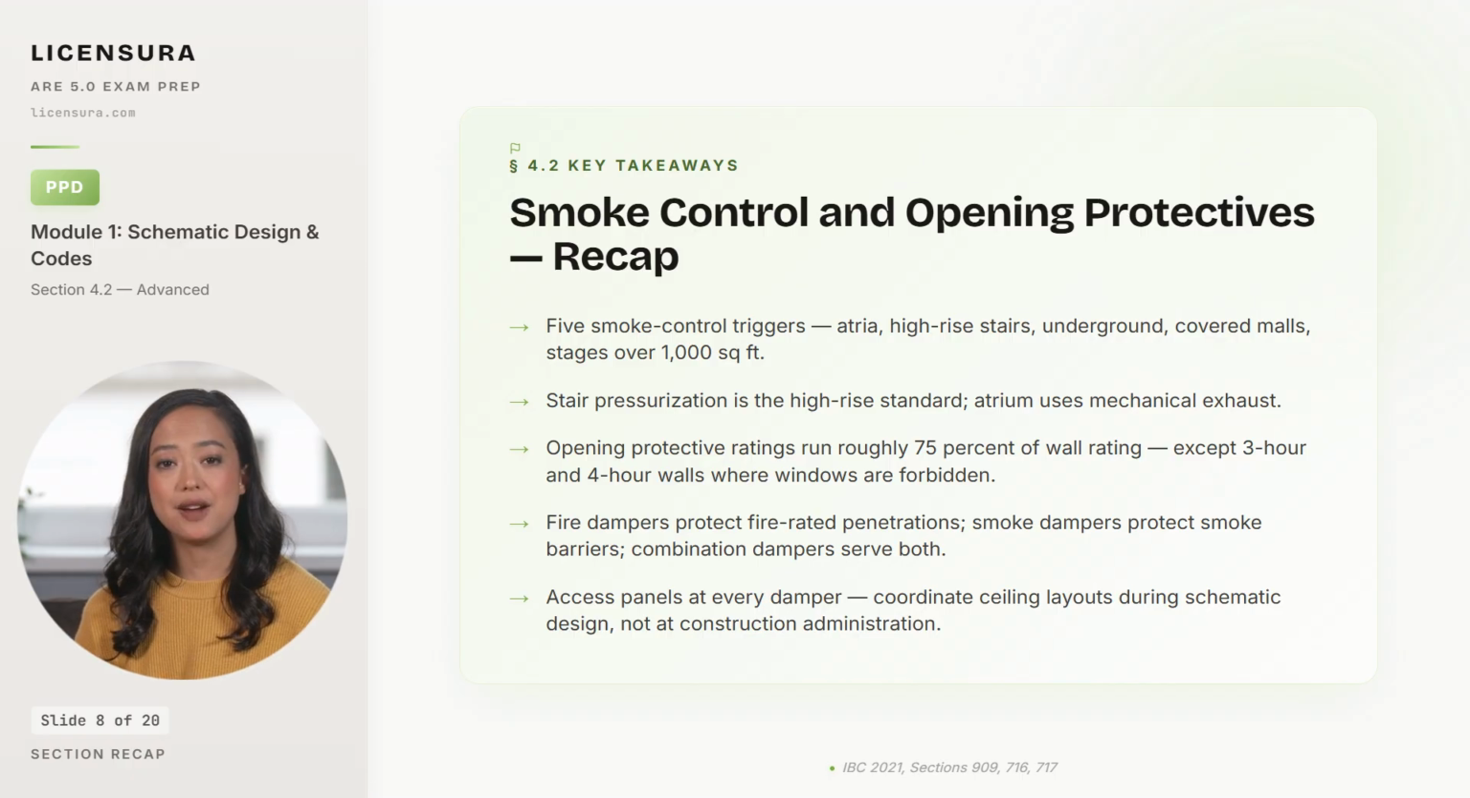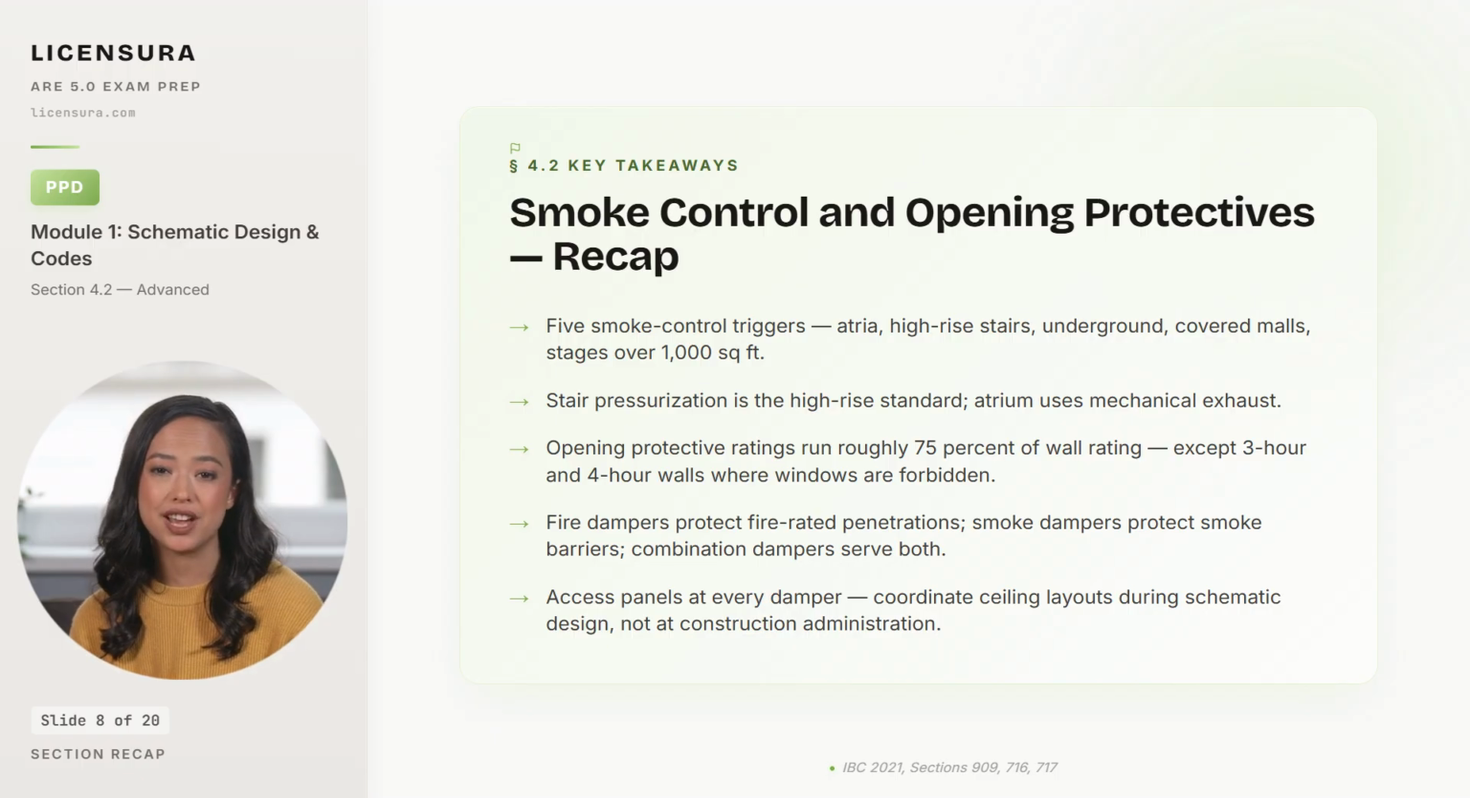Second, high-rise stairways use pressurization to keep smoke out of the stair, while atrium designs use mechanical exhaust to keep smoke off the egress floor. Third, opening protectives in rated walls track the wall rating at about 75%. 2-hour walls take 1.5-hour doors, with the exception that 3-hour and 4-hour firewalls forbid fire windows entirely.